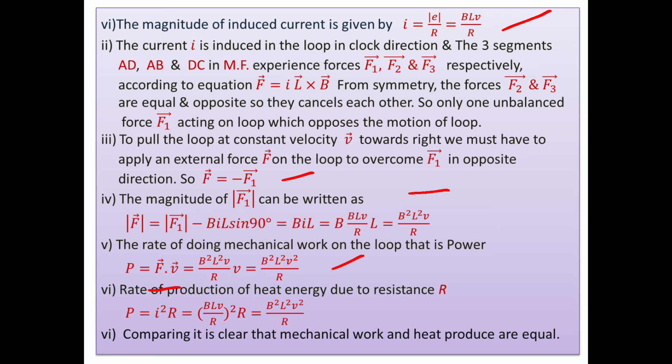We know this relation, power equal to I square R. But I is BLV upon R, and substituting, B square L square V upon R. Look, both equations are similar. Comparing them, it is clear that mechanical work and heat produced are equal.